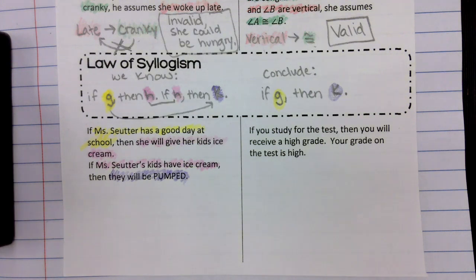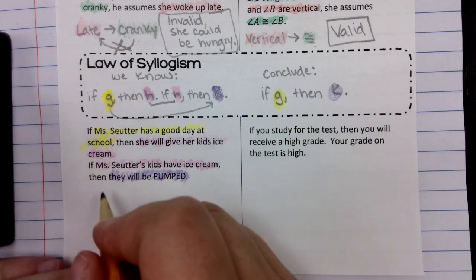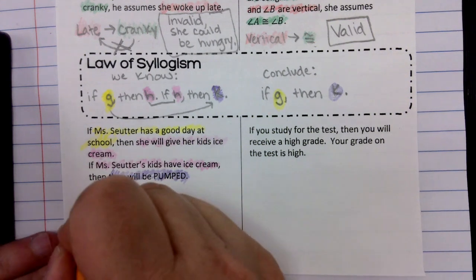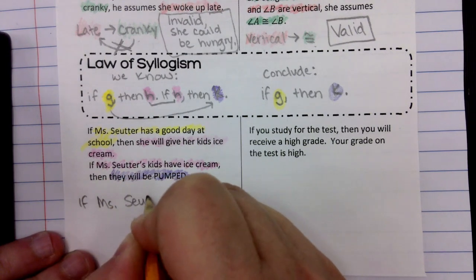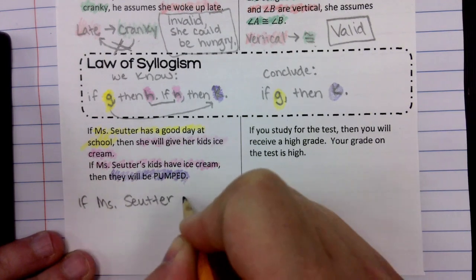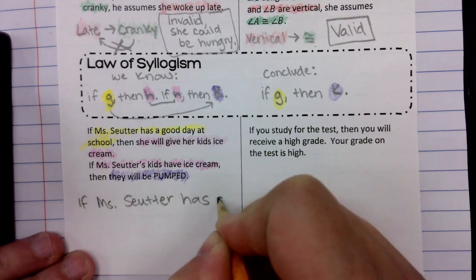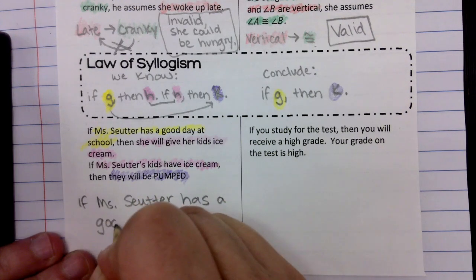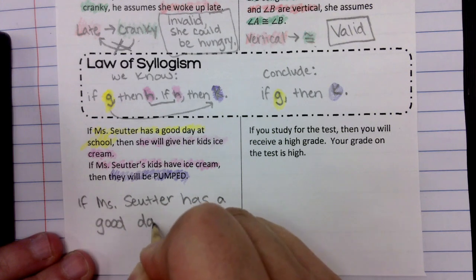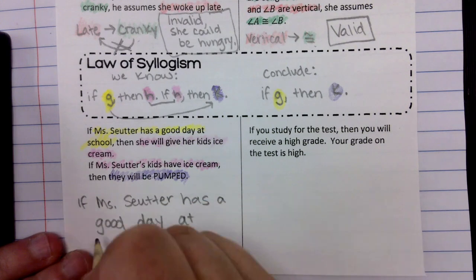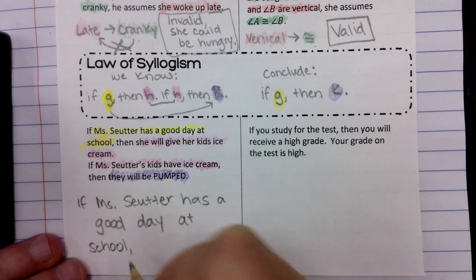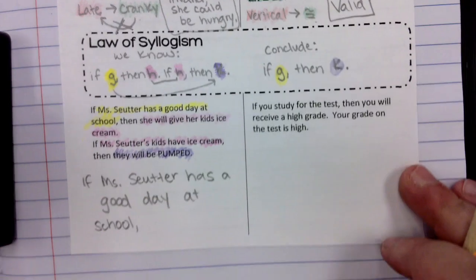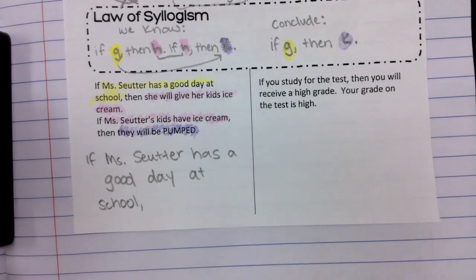So it starts with that first hypothesis. It starts with that if Miss Sawyer has a good day at school, which was my yellow. And yellow led to pink, and pink led to my purple. But you might have it different colors, so do your colors. Trying to keep it light, because when I color it dark, it's hard to see, sorry.